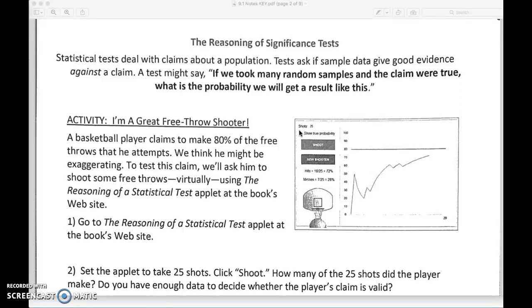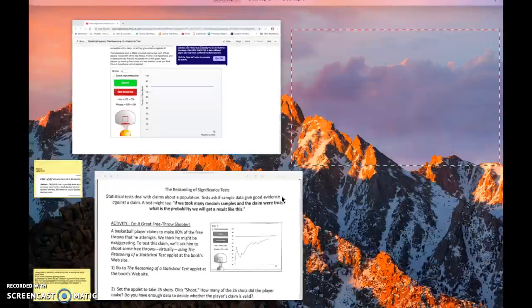And you can find this activity link if you go to Launchpad or the book website. Go to resources and search by type. Just look for your applets. And then you need to just find the one that's called the reasoning of a statistical applet.